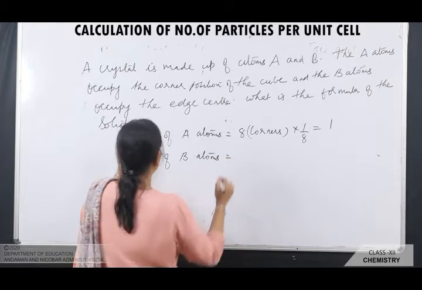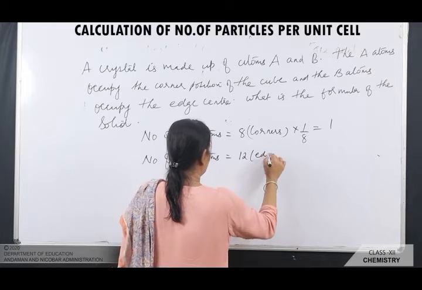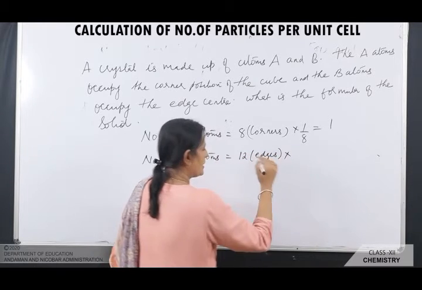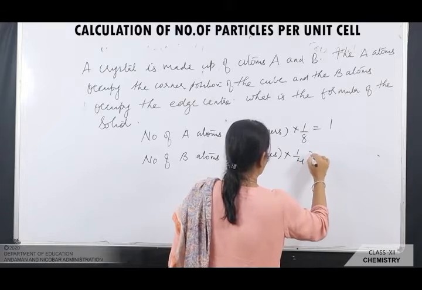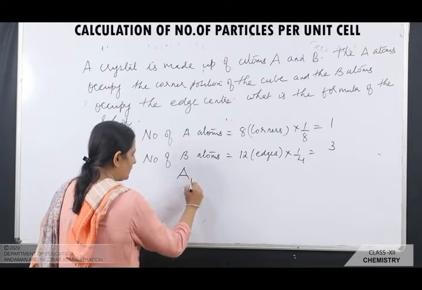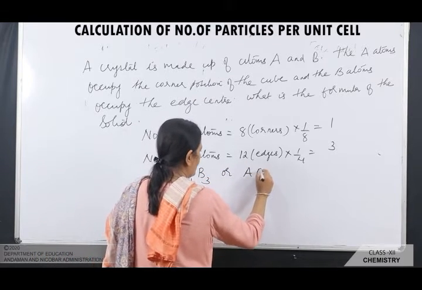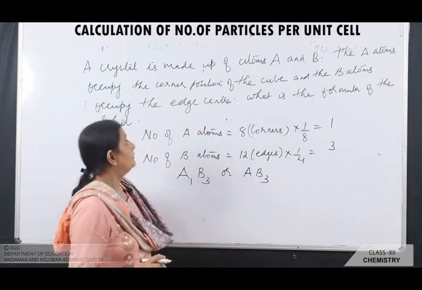So, it's occupying the edge center. How many edges are there? 12 edges. So, 12 edges into 1 by 4. So, it is equal to how much? 3. So, what will be the formula? A1, B3. Or you can write it as what? AB3. So, is it clear?